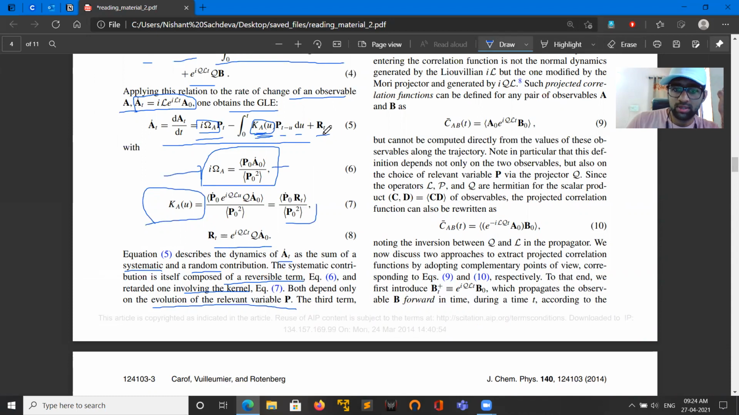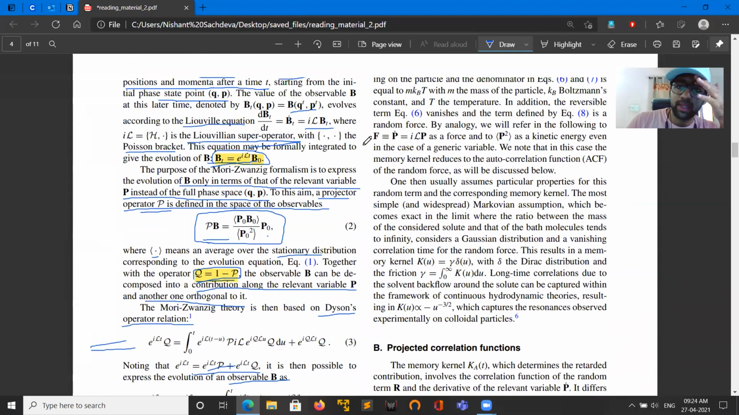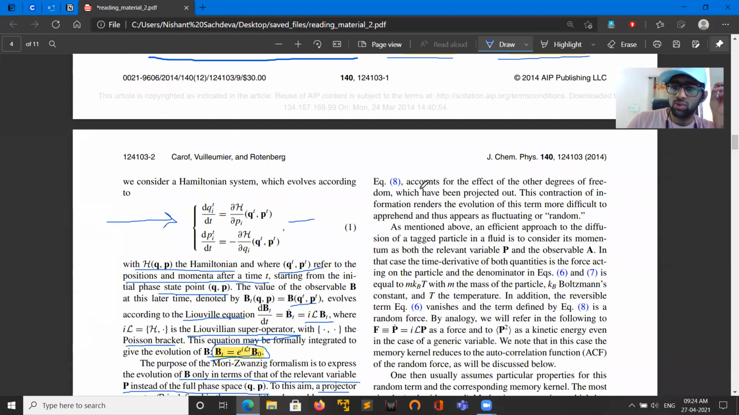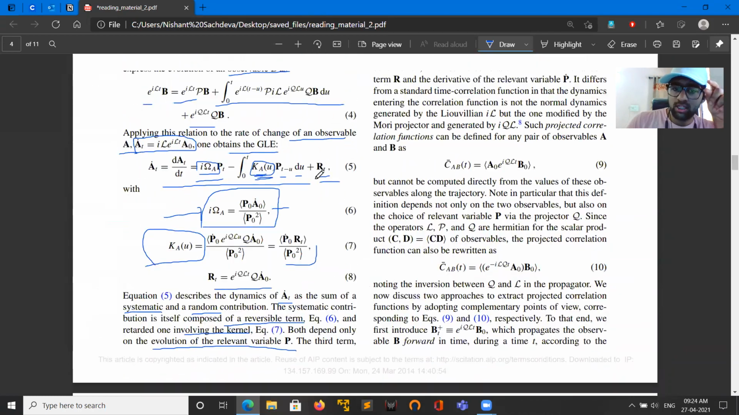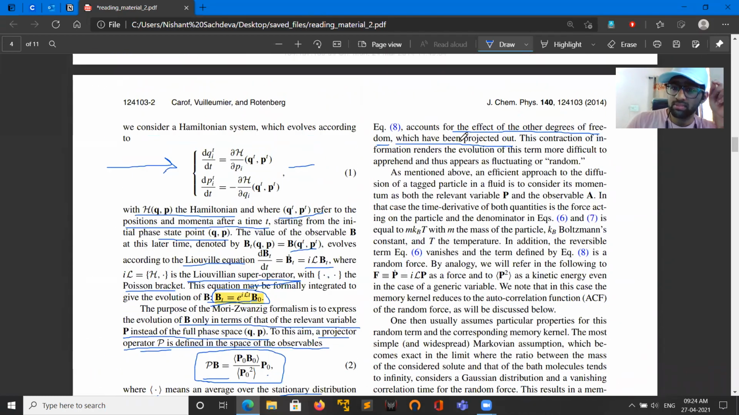The third term, equation 8, the third term R(t), accounts for the effect of the other degrees of freedom which have been projected out. So the relevant ones are here, and the ones that got left out have been taken care of by equation 8.